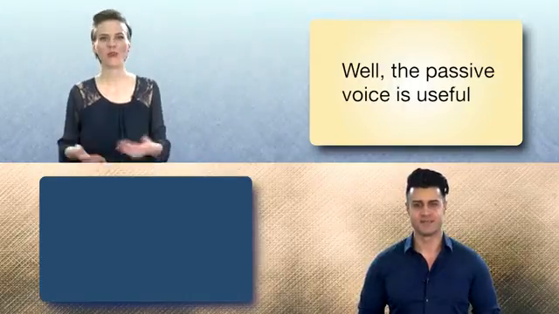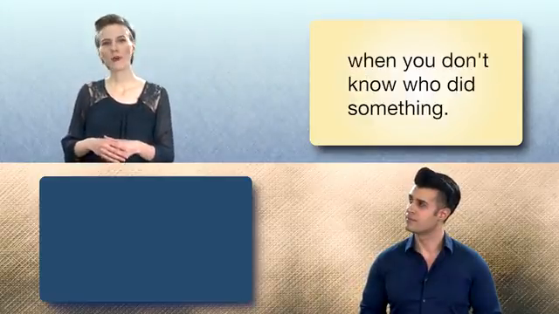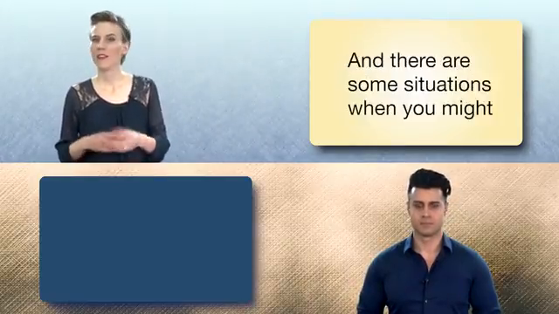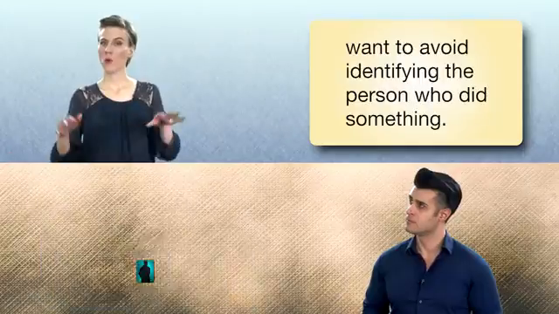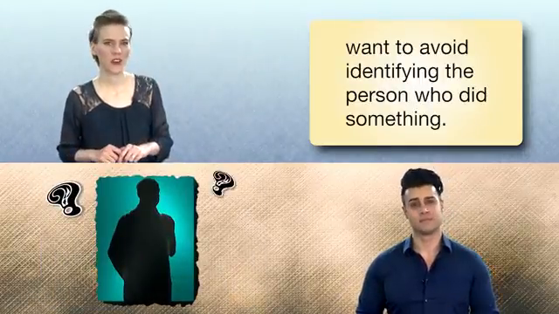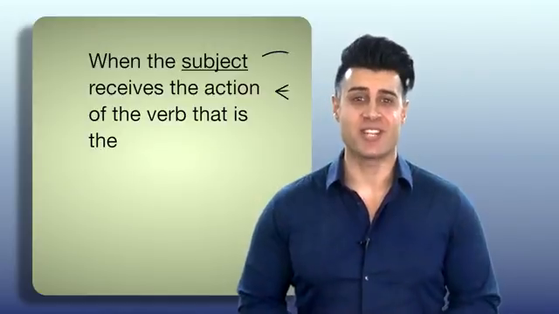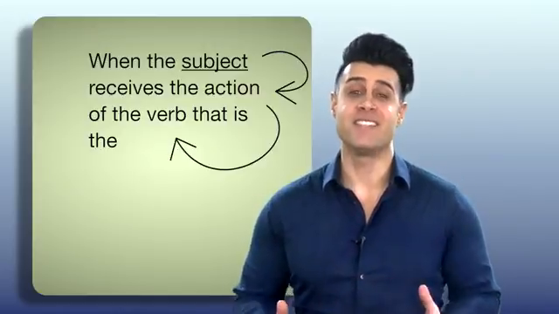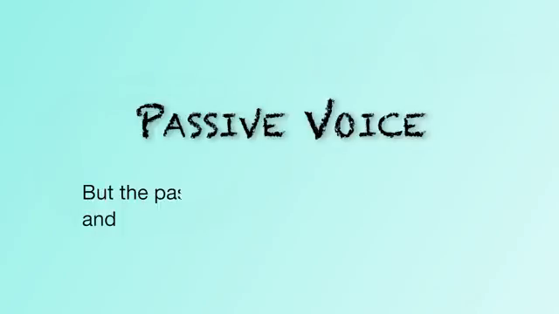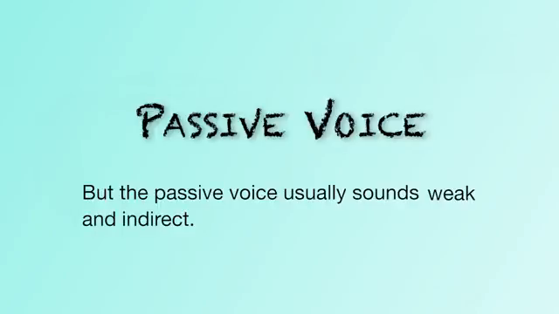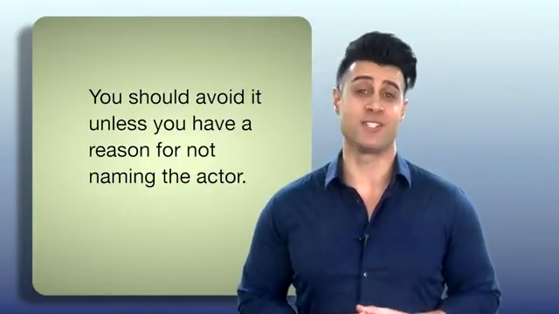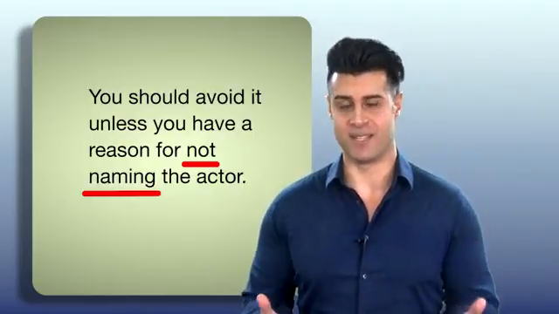Well, the passive voice is useful when you don't know who did something. And there are some situations when you might want to avoid identifying the person who did something. When the subject receives the action of the verb, that is the passive voice. But the passive voice usually sounds weak and indirect. You should avoid it unless you have a reason for not naming the actor.